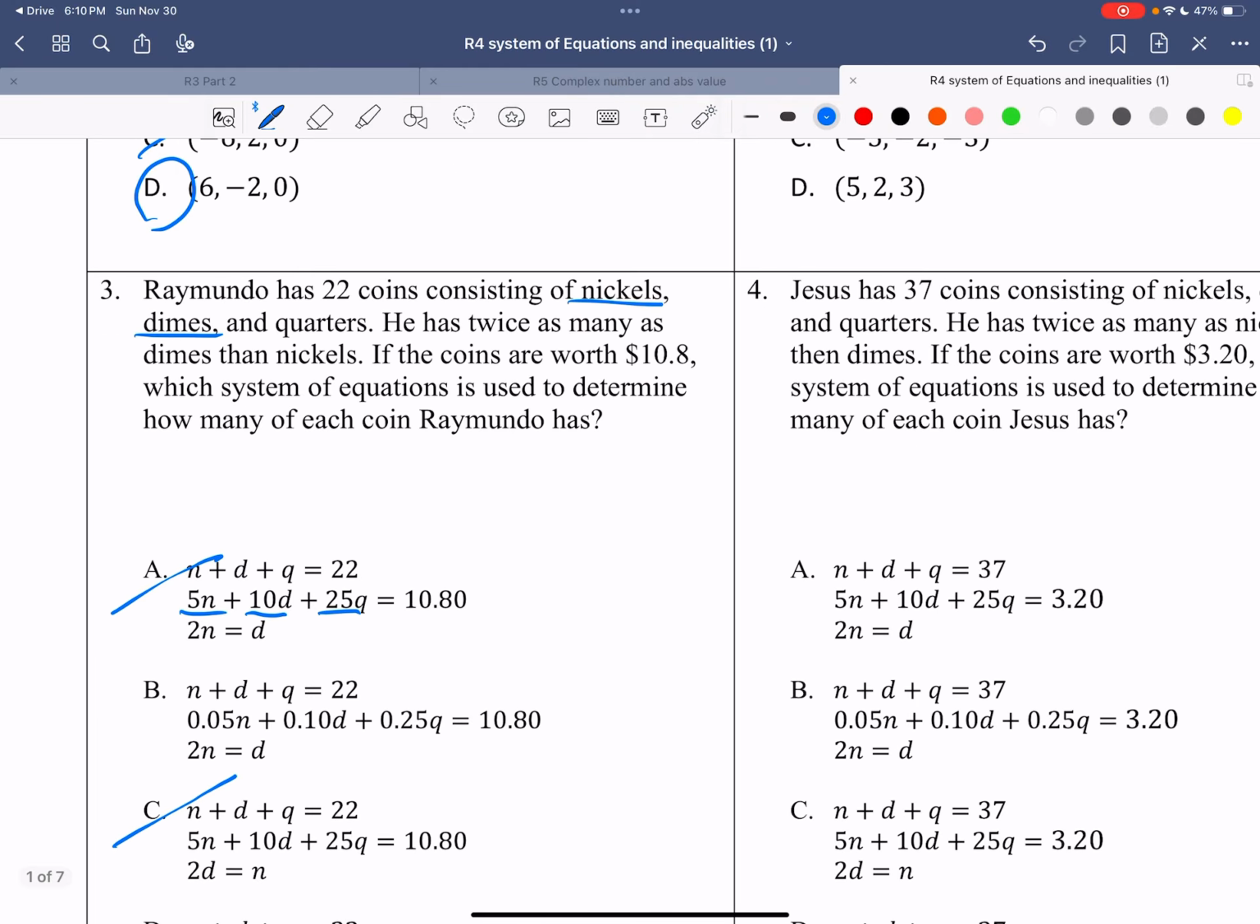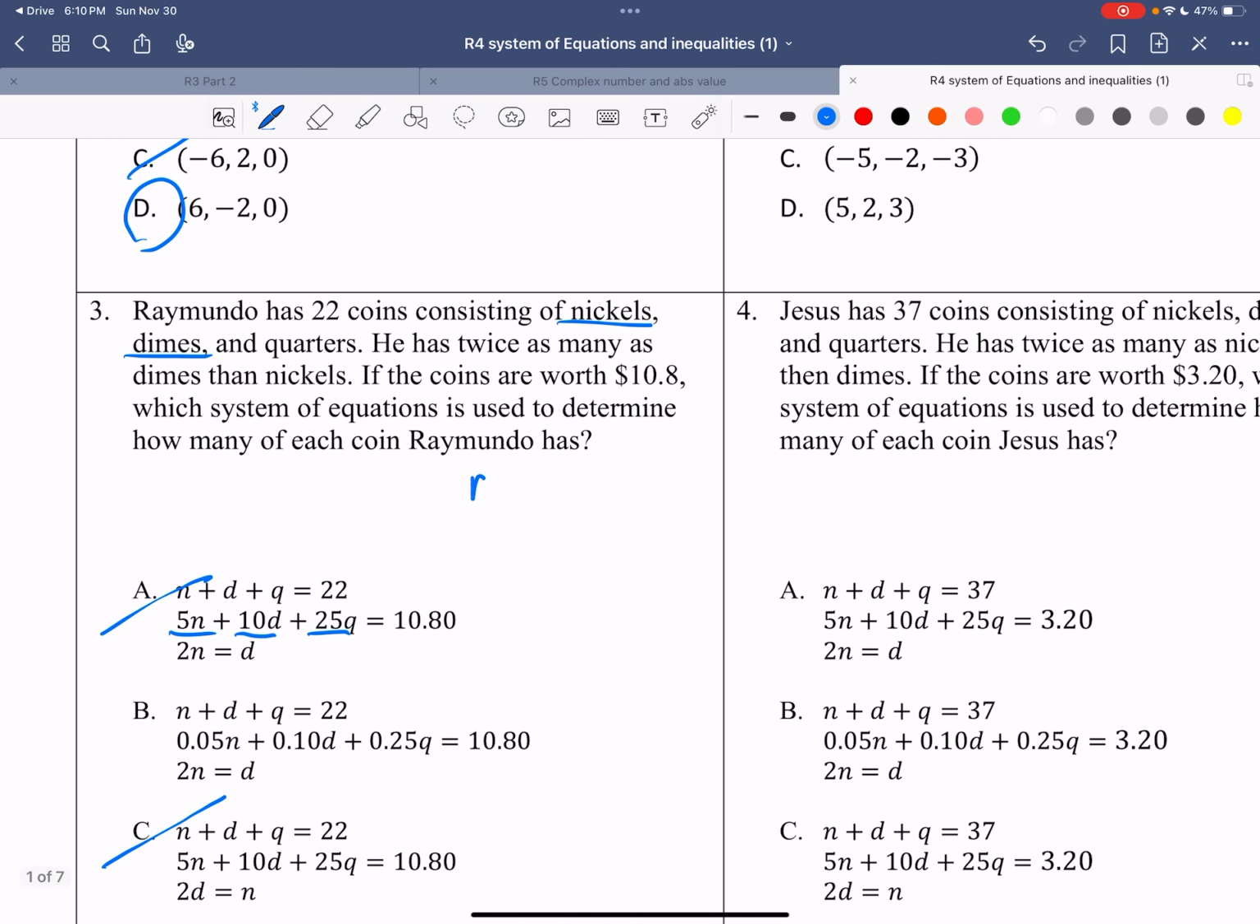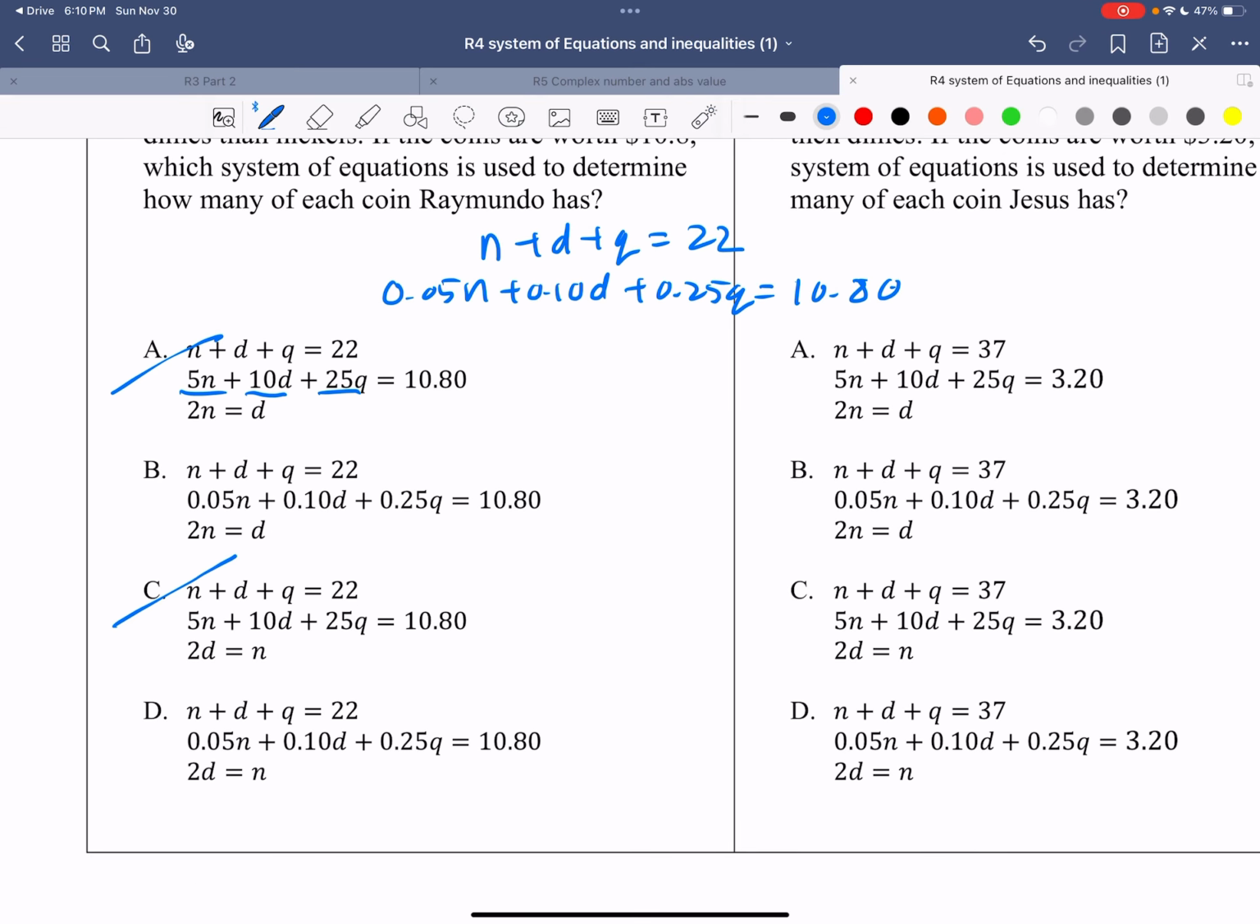So here's 22 coins consisting of nickels, dimes, and quarters. So it has to be nickels, dimes, quarters. Here's 22, and it should be 0.05N plus 0.10D plus 0.25Q equals what? $10.80. I'm pretty sure these two share this.